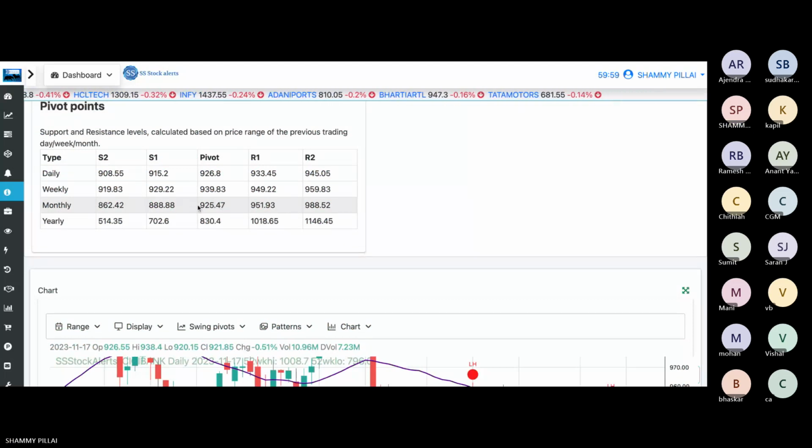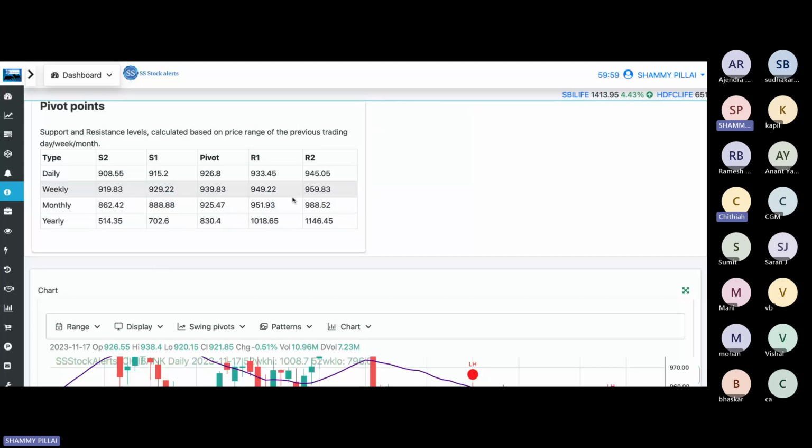Always remember the monthly pivot is the strongest. Always remember, if you don't know anything about technical, remember the strongest price action is very near to all these levels. You should never forget this. 925. This is the best place to buy. This is the best place to average. This is the best place to exit. This is the highest level that a stock can travel.